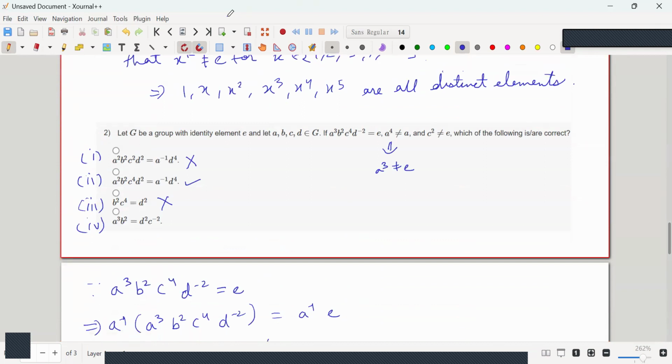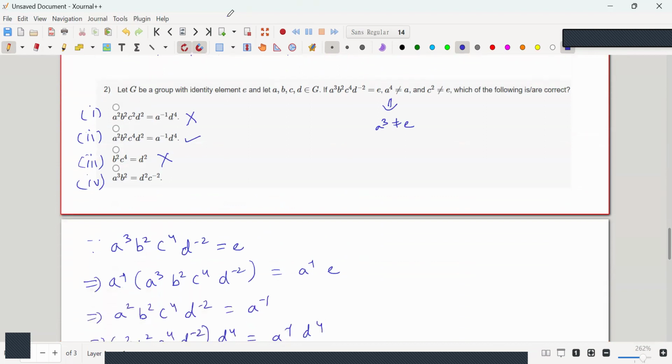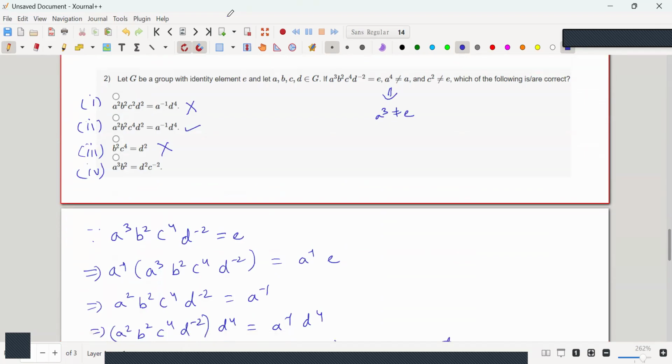What about the fourth one? A cube B square is D square C minus 2.